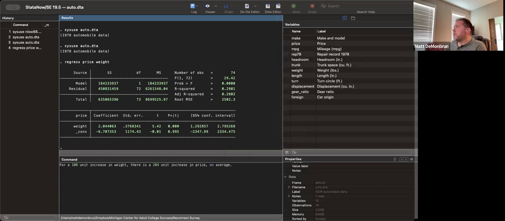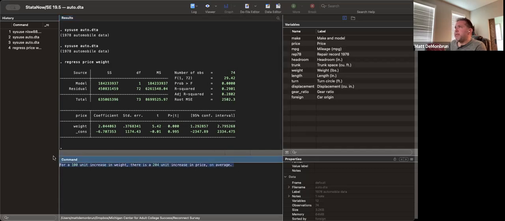Now, what if we want to add in some other variables? Weight's maybe just one thing, but maybe we want to add in some other elements. Well, maybe I believe that, for example, weight and miles per gallon both impact price. Or perhaps I want to look and see, does weight still help to explain price after we control for miles per gallon? So to do that, again, we're just going to do regress.